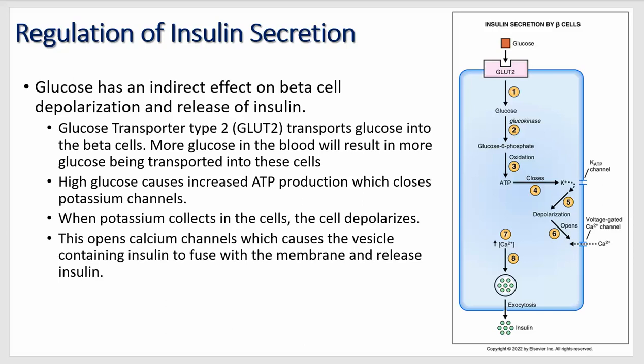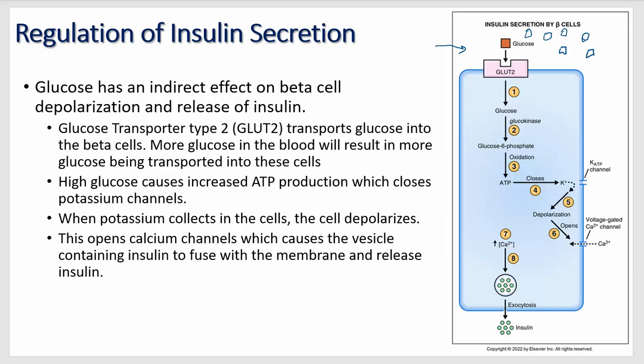So let's look at the simplified version, which is over here. There are a lot more steps that take place to get to this point, but we're just going to look at the overarching way that glucose stimulates insulin release. First of all, when glucose is found in high concentrations, it is going to activate glucose transporters to move it into the cell.